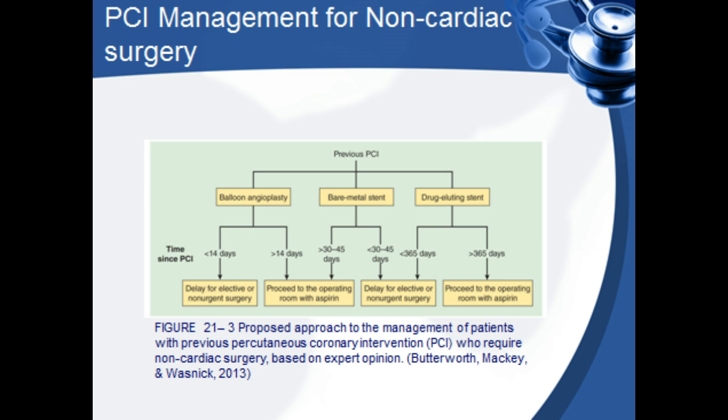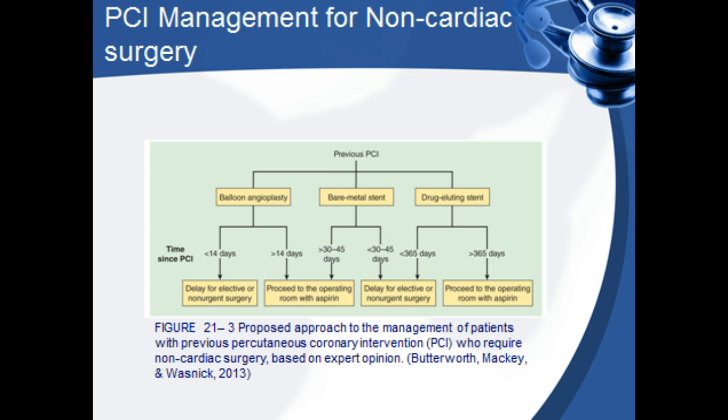Figure 21-3 shows PCI, or percutaneous coronary intervention, management for non-cardiac surgery, depending on whether they had balloon angioplasty, bare metal stents, or drug-eluting stents. If they had balloon angioplasty and it's been less than 14 days, you're going to delay for elective or non-urgent surgery. Greater than 14 days, you will proceed to the operating room with aspirin.